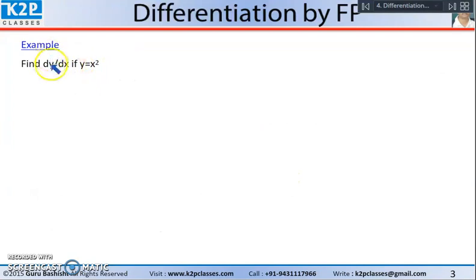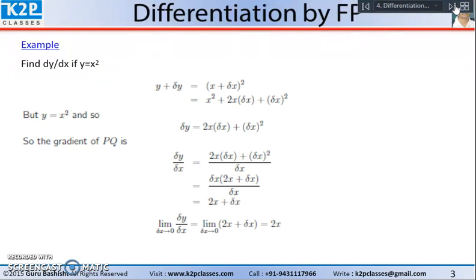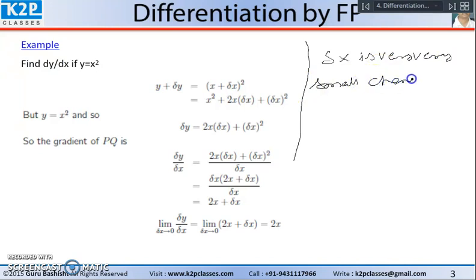Let us find dy by dx if y equal to x square. In another term, find the differentiation of x square. Let delta y be a very small change in y, due to delta x, a very small change in x. So y plus delta y is x plus delta x whole square. This is equation number 2 and this is equation number 1. Subtract equation 1 from equation 2.